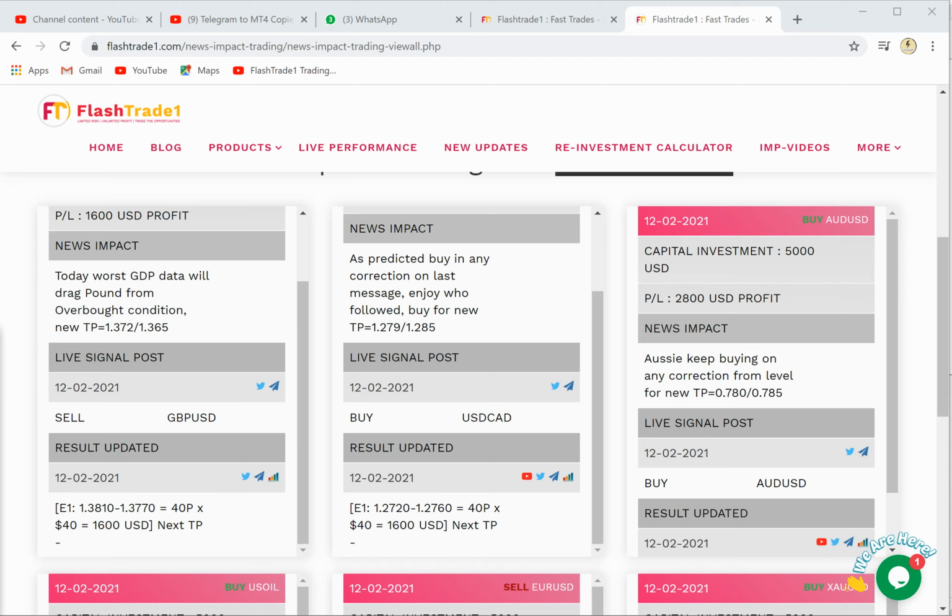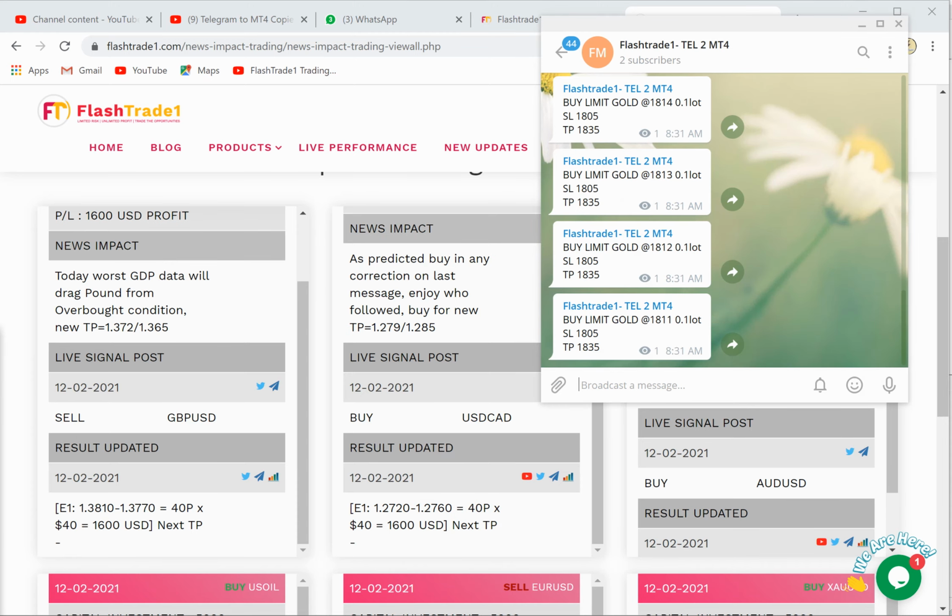So if you do not have the time to trade our signals, then this is the second way to be part of our signals and to be part of the same profit that our other clients are earning through our Telegram signals that we send in the range.